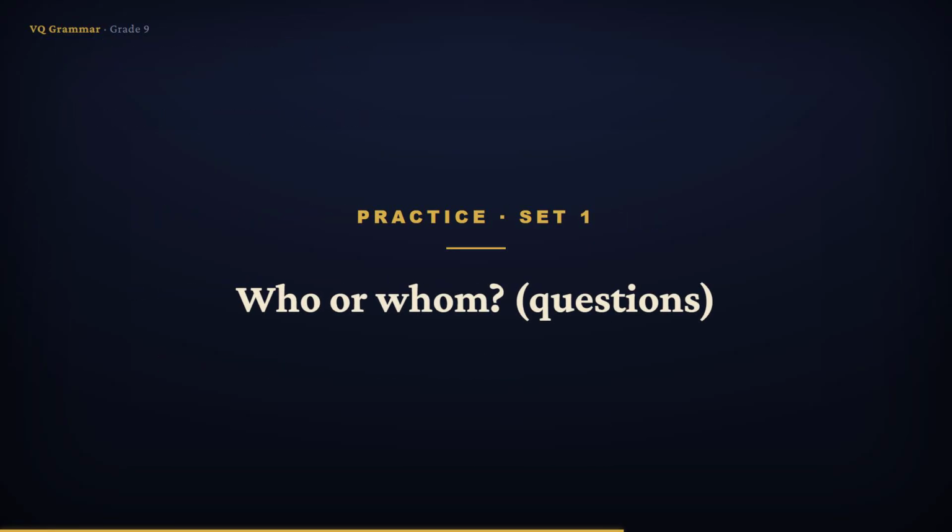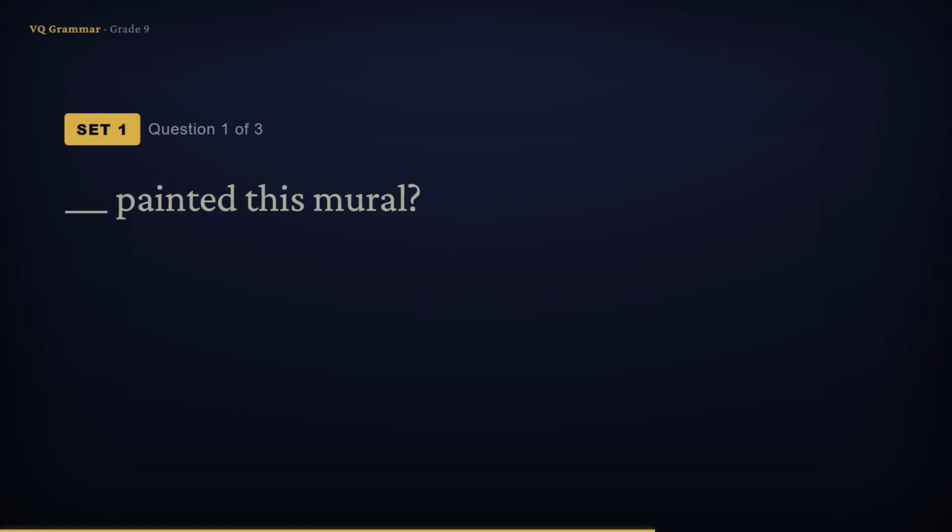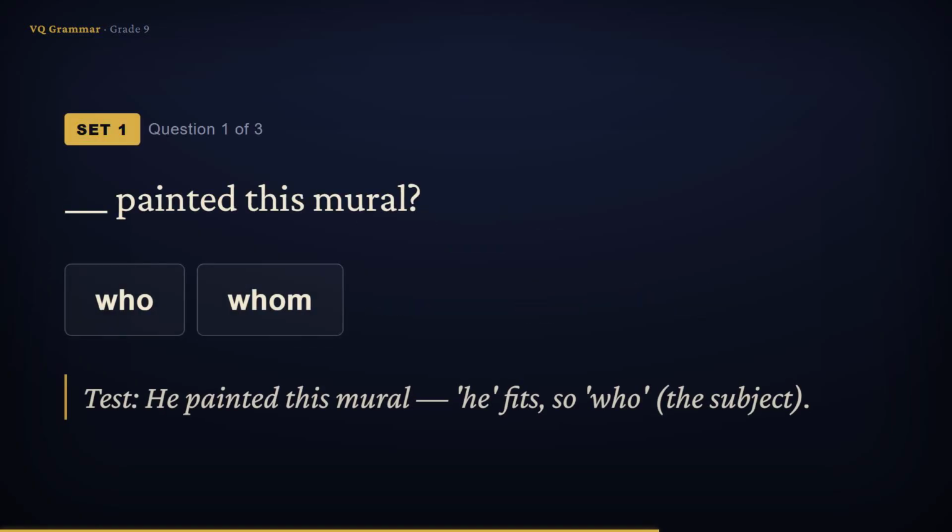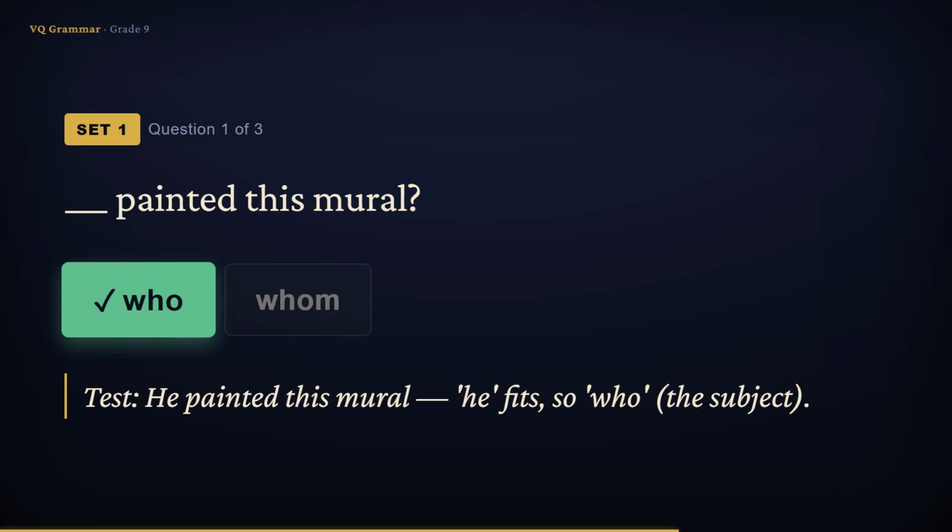Let's practice. In this first set, each item is a question, and you'll choose between who and whom. Turn the question into a statement. Swap in he or him, and let your ear decide. Pause the video and try each one before I reveal the answer. Blank painted this mural? Turn it into a statement. He painted this mural. He fits neatly, and that tells you the subject word is needed. So the answer is who.